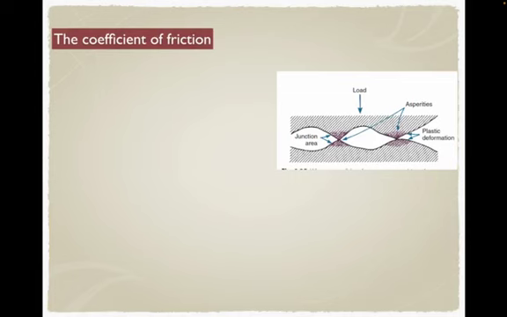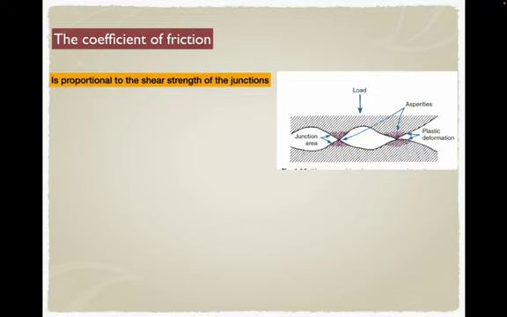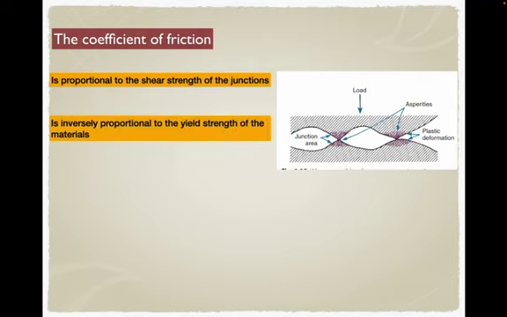So to summarize, the coefficient of friction is proportional to the shear strength of the material. The more shear strength we have, the more friction we have, so the more resistance to sliding we have. As I said, this shear strength depends on the rigidity of the material. The more rigid the material, the less plastic deformation we have, which means less friction and less resistance to sliding. So the coefficient of friction is inversely related to the yield strength of the material.